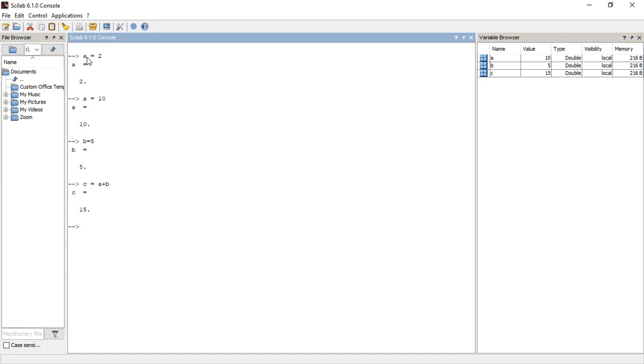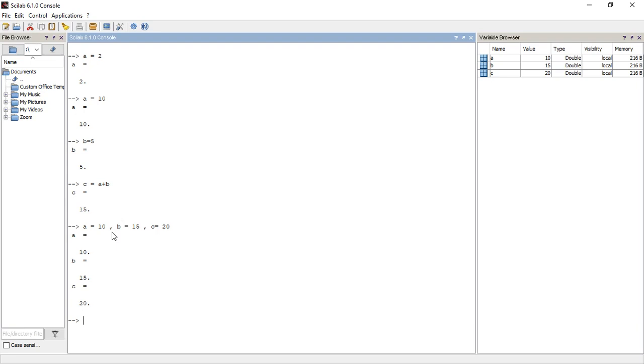Now, in order to assign the values for all the variables in a single line, see how it is. Simply I am going to write a is equal to 10, then use the comma operator, b is equal to 15, comma, c is equal to 20. Then click enter. When I click enter, the command is executed from left to right. Simply see here, A is 10, B is 15, and C is 20.